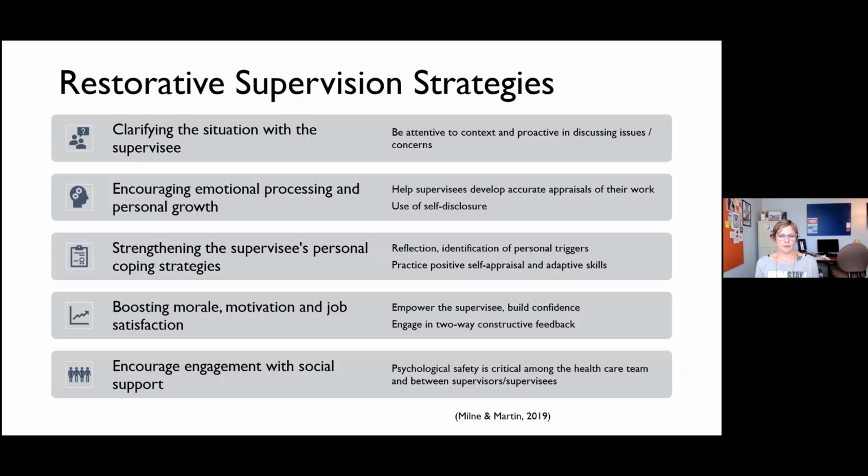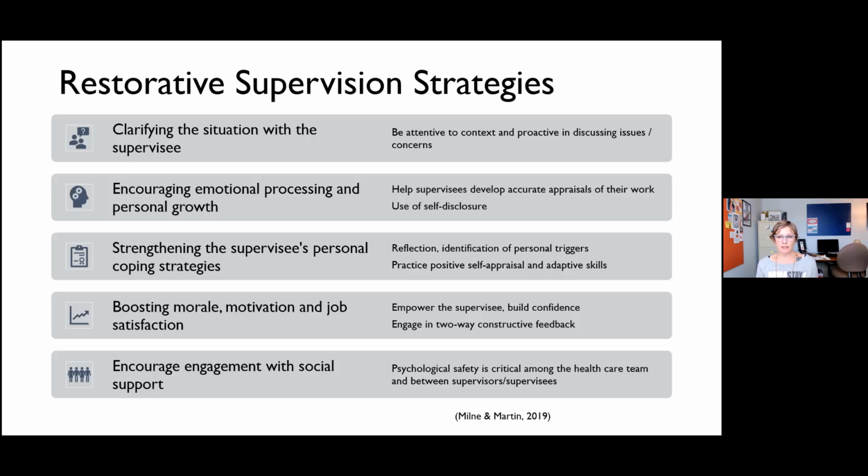Some strategies within restorative supervision: clarifying the situation with the employee, so understanding that organizational context. If there's a challenge that's going on, if the supervisee is struggling, what is it that's experienced as challenging? What are their perceptions of the workplace stressors? Helping them by encouraging emotional processing and personal growth.